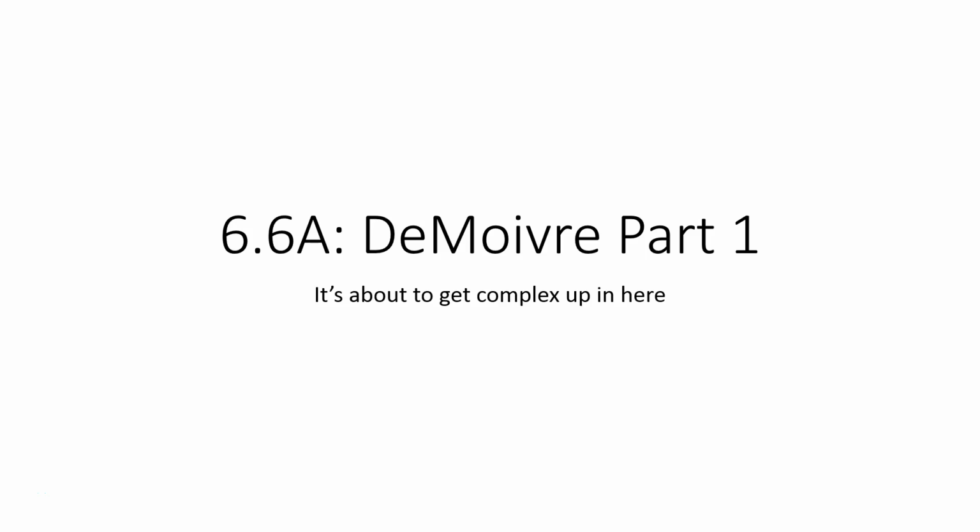Today we're going to talk about 6.6a, which is the first part of DeMoivre. DeMoivre, French name, came up with some pretty cool stuff regarding complex numbers. So we're looking a little bit at complex numbers today. Remember, that's the letter i, which is the square root of -1.